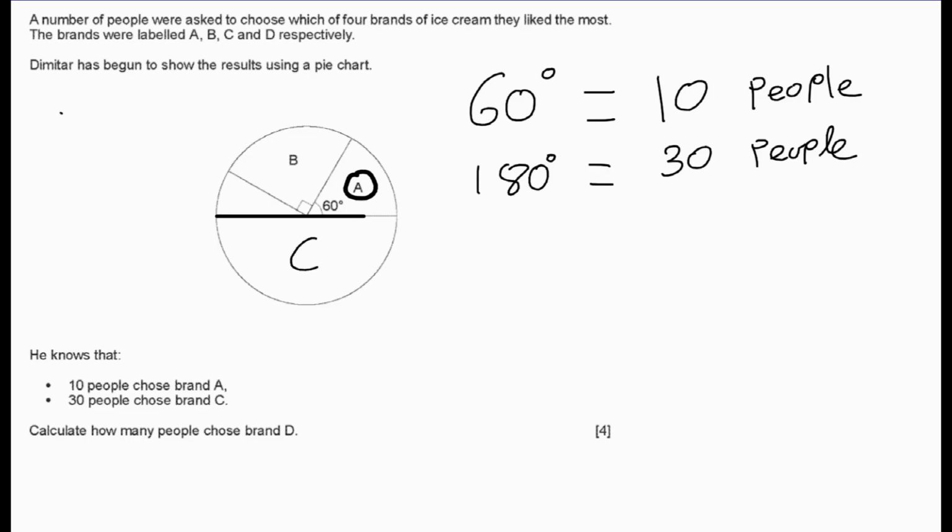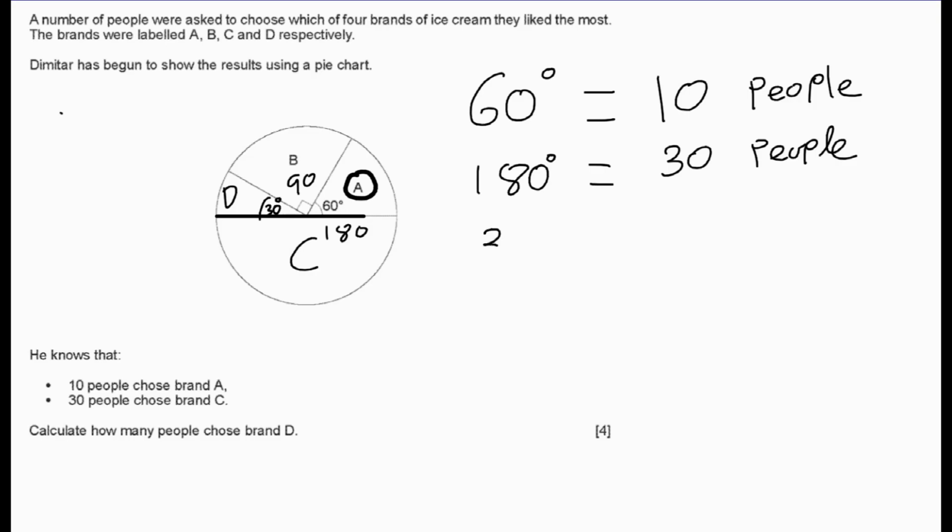So to work out how many people chose brand D, we need to see what the angle is for brand D. Well, we know there's 90 for B, 60 for A, 180 for C. So to work out how much there is for D, just remember angles around a point add up to 360. Or you could say angles in a straight line add up to 180. We have 150, 90 and 60. So to get D's angle, we just need to do 180, take away 150, which is 30. So angle D is 30 degrees.